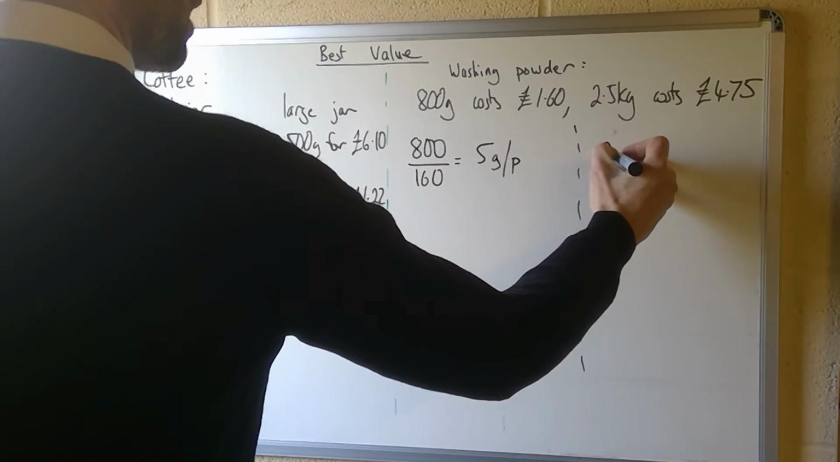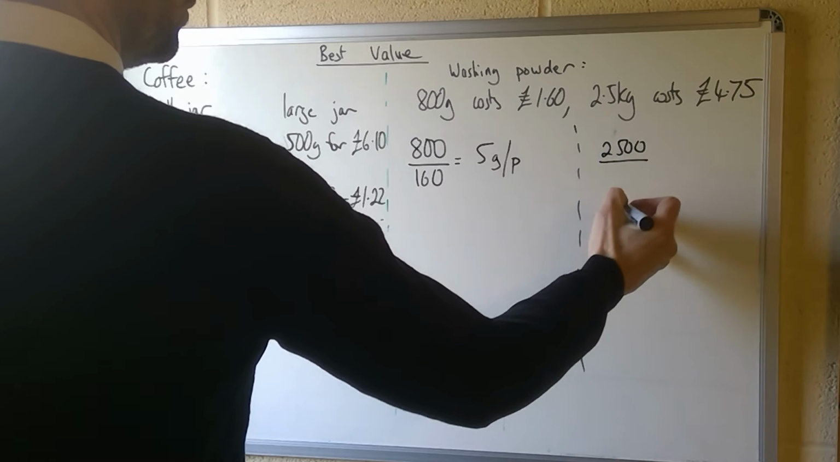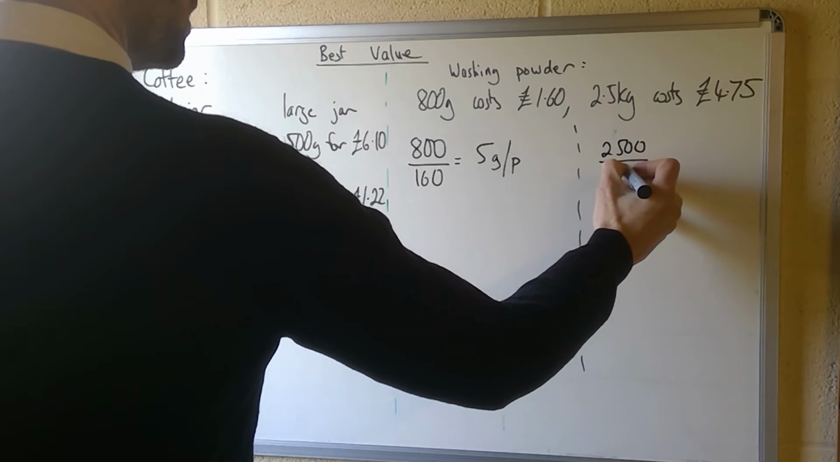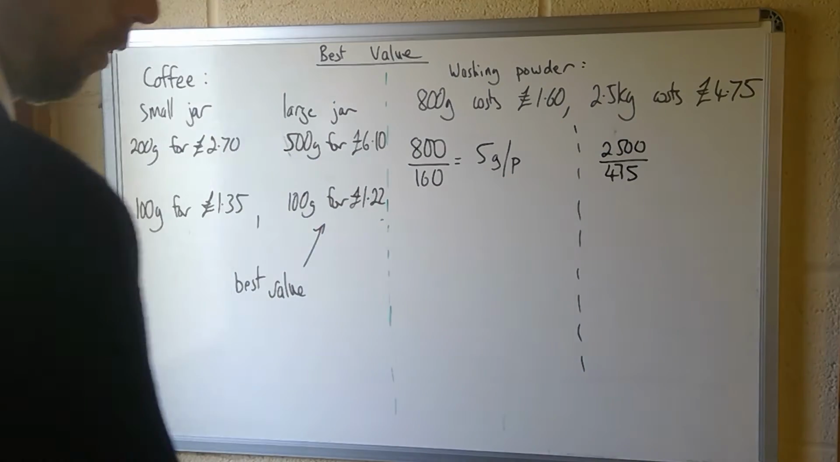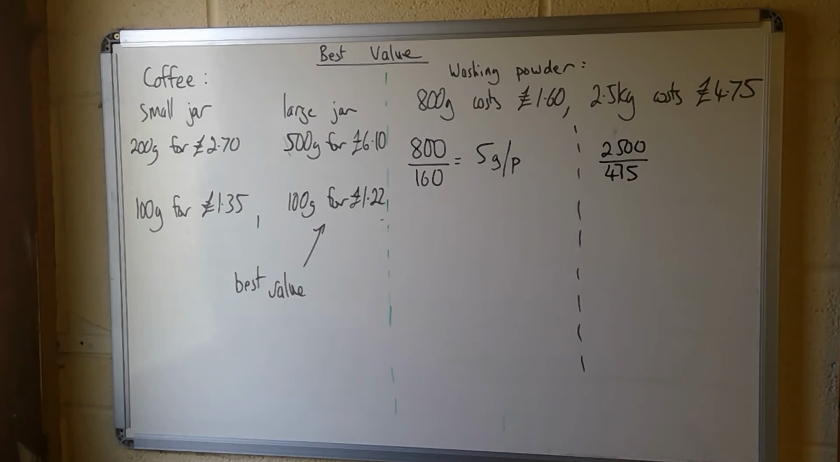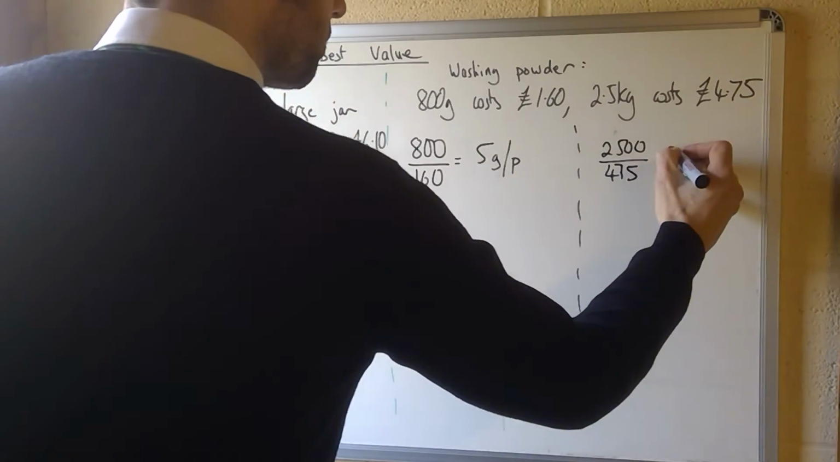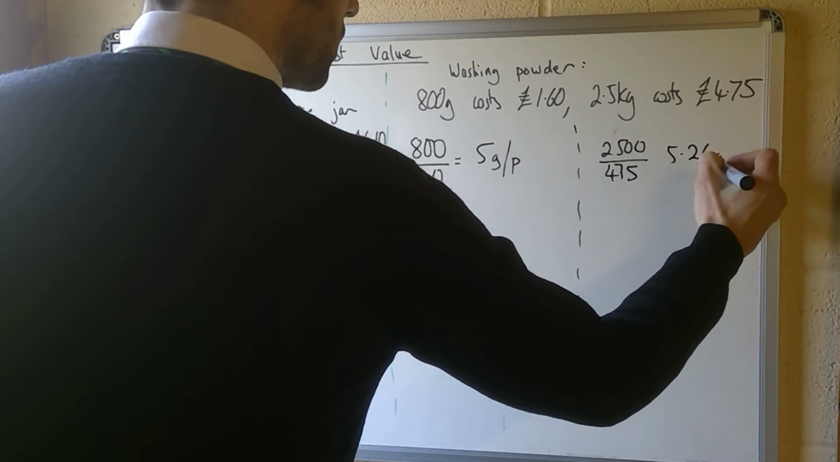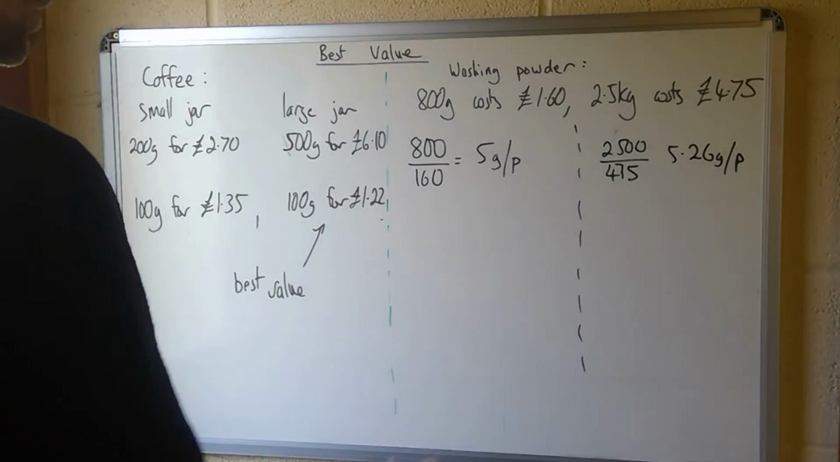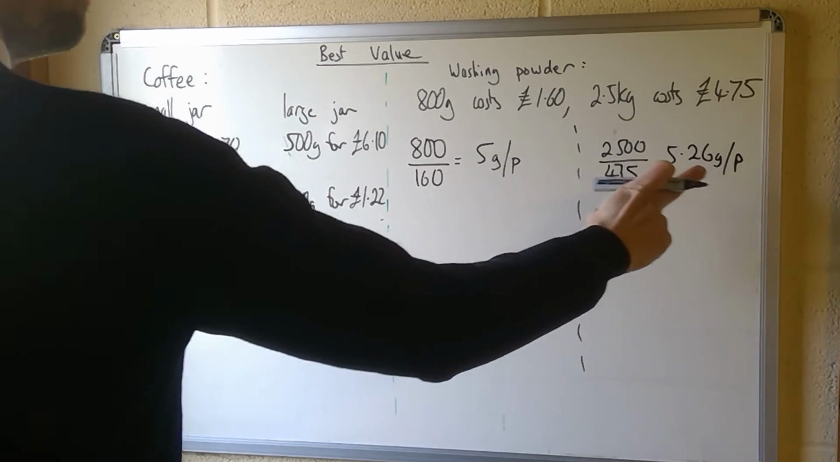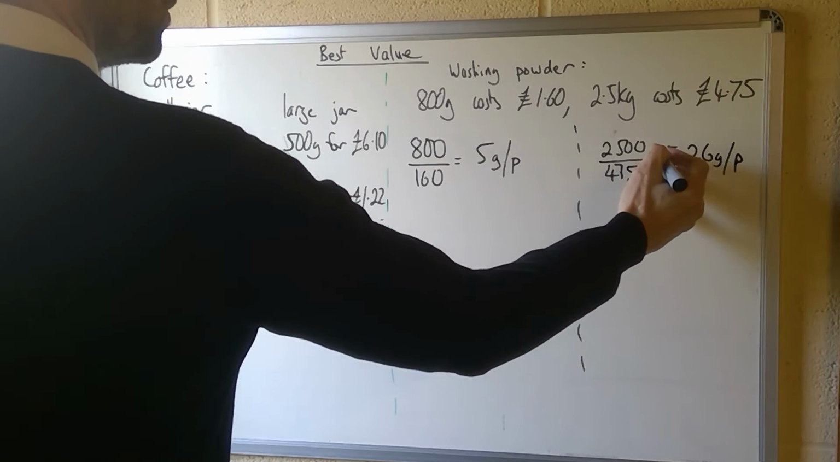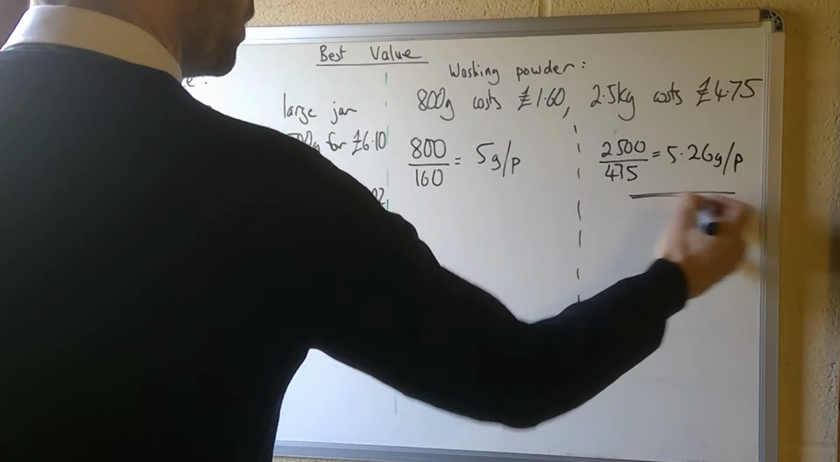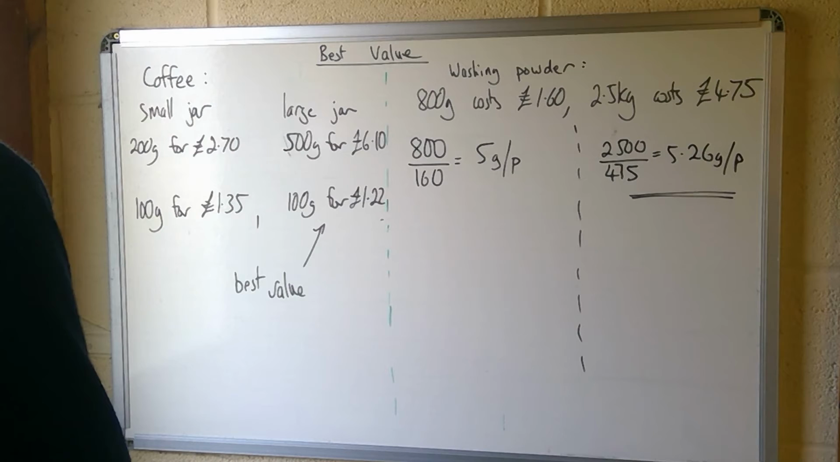Grams per penny. This one I'm going to do the same. I'm going to turn this into grams first, 2,500. Turn that into pennies, so that's 475, not 4.75. And that turns out to be 5.26 grams per pence. So for 1 penny you get 5 grams. For 1 penny here you get 5.26 grams. So this one is the better value.